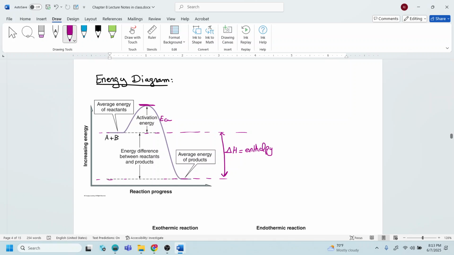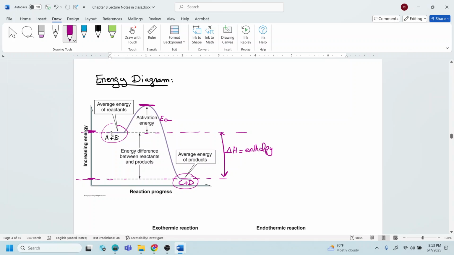You always need the energy of your product, so this is C plus D, not B plus C, to be lower than that of your reactants. How am I measuring the energy? I'm just extrapolating in there and measuring the energy. So this is the enthalpy of the reaction.